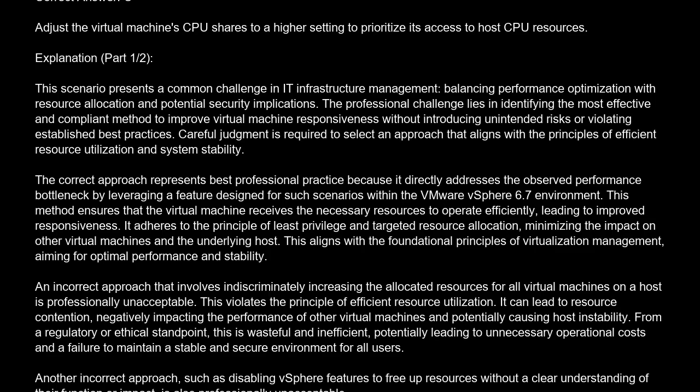The correct answer is C. Adjust the virtual machine's CPU shares to a higher setting to prioritize its access to host CPU resources.